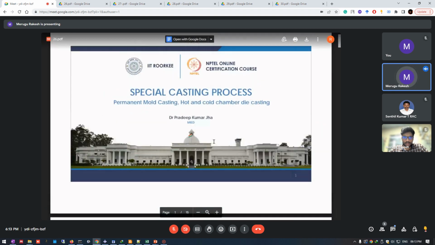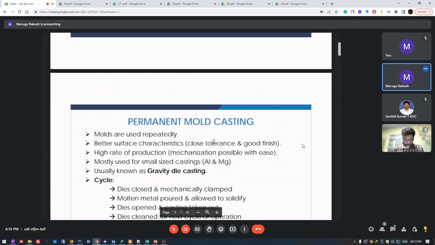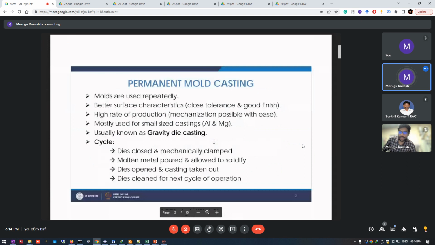I'm using the professor's slides to revise things. As I discussed, the first one is permanent mold casting. The main advantage is that in sand casting, every time we had to break the mold, but in this type we use a permanent mold made of metal so that we can reuse the mold many times, so the production rate will be much higher.